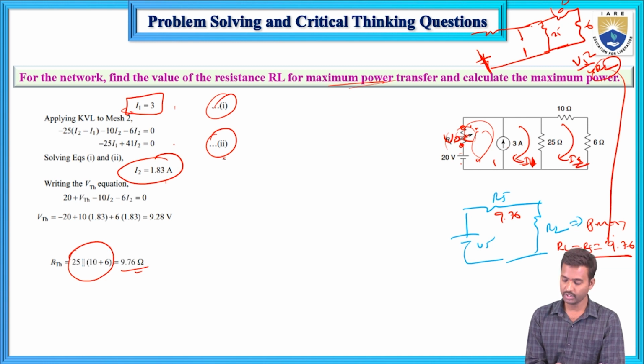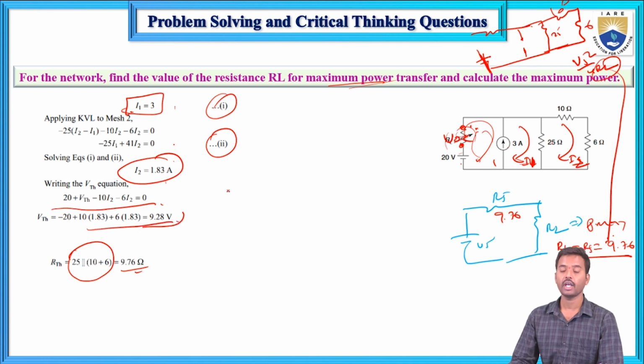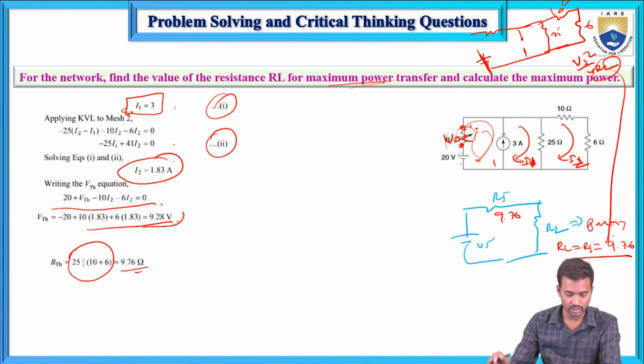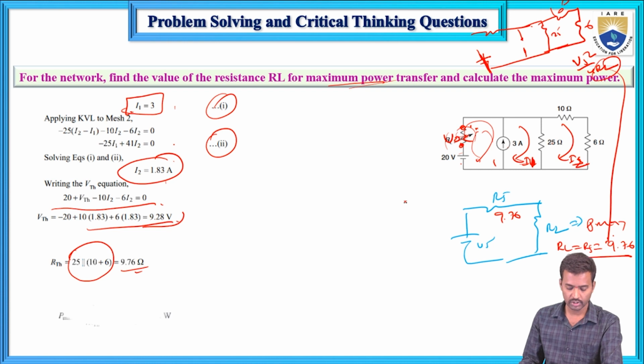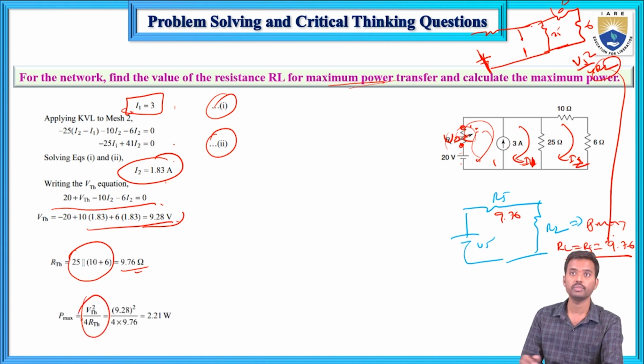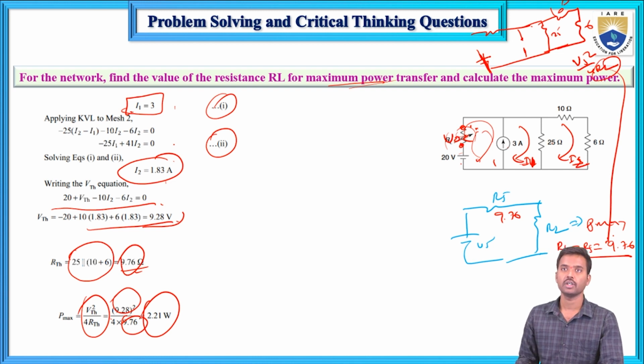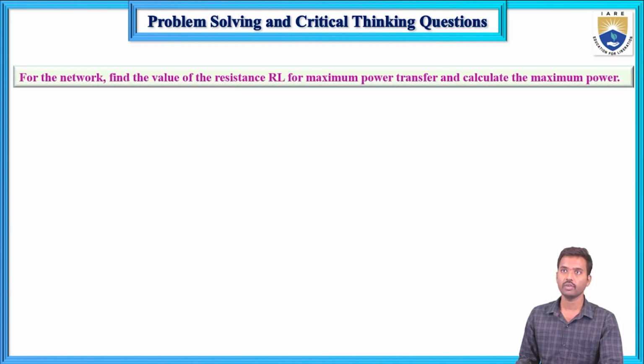Now if you apply KVL in this loop, plus VTH, next 10 into I2 plus this 6 into I2. If you substitute I1 and I2 in this, you will get 9.28 for VTH, and the drop across this and this is the same. Now this value is 9.26. So for this Thevenin's equivalent, P maximum equals Vs square by 4 into RL. That value equals 2.21 watts. Next, the superposition theorem for the given network.